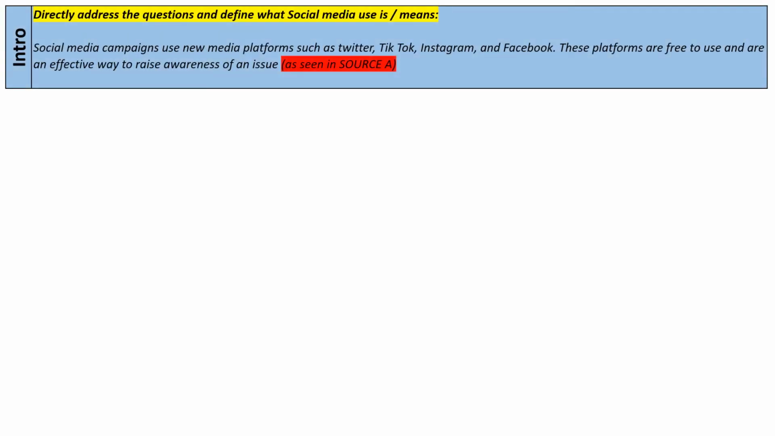So let's take those ideas and put it into a plan. So the introduction for these 8 markers, the thing you want to do at the very beginning is address the question or define the issue. And again, in this case, it might be defining what social media is or what it means. And again, a very simple 1 sentence, 1.5 sentence introduction just to get the essay rolling.